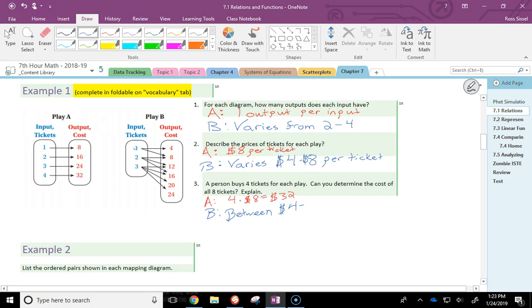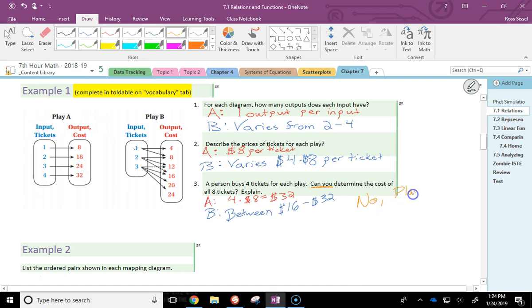To buy 4 tickets, it's not going to be between $4. If 1 ticket costs $4, how much can 4 tickets cost? 16. So we had to have that minimum along. The lowest was 4 and the highest is 8. So 4 times 4 is 16, and 4 times 8 is 32. So our cost is going to vary between $16 and $32. Can I determine the cost of all 8 tickets then? No, I cannot.